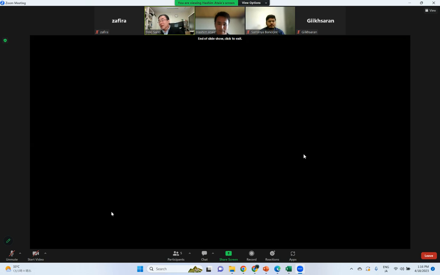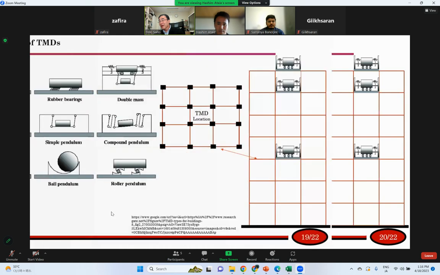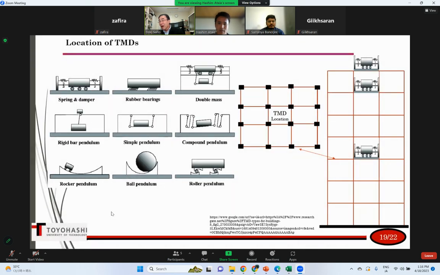Could you show me the slide again? It's very interesting. The slide of the previous one. Yeah, this one. Where did you find this picture? This picture is in a paper. This is the link. It shows many types of TMDs, for example. Okay.